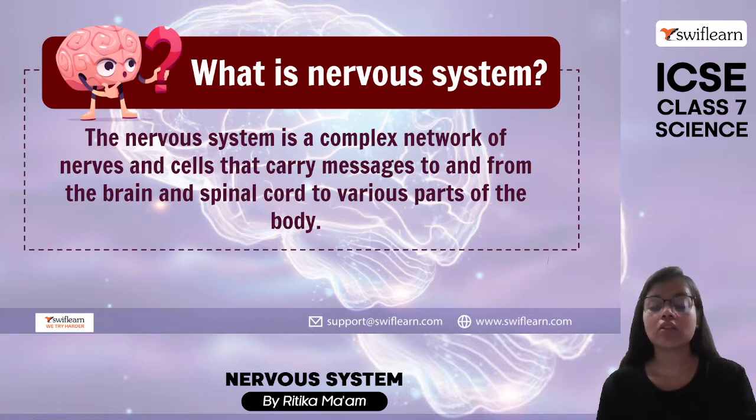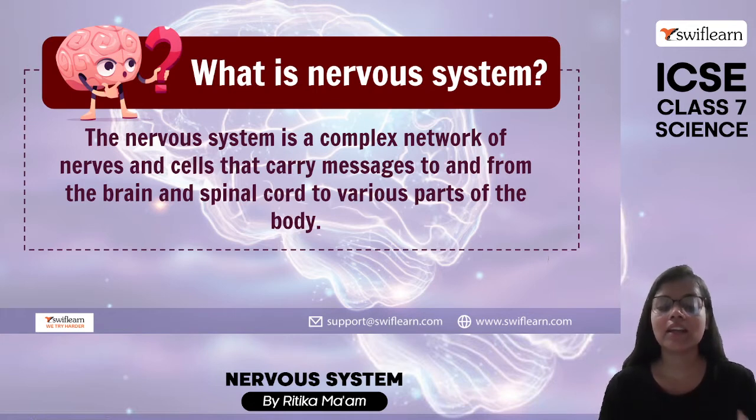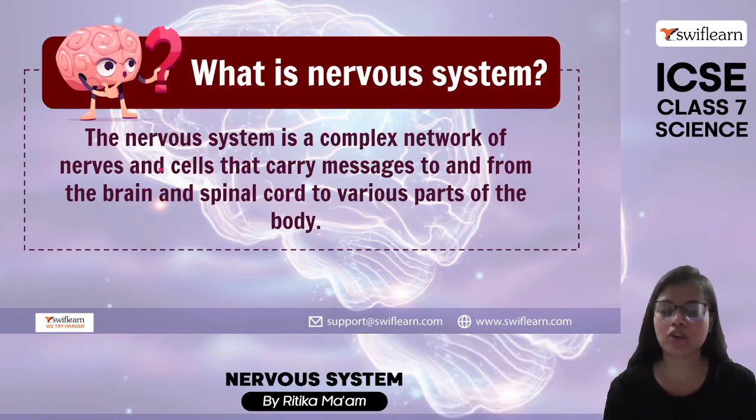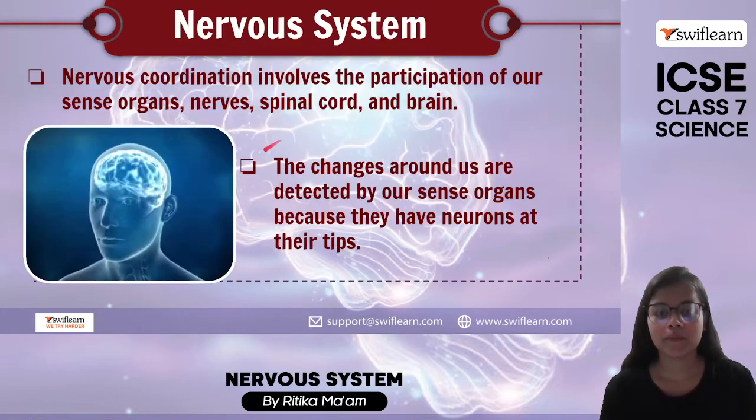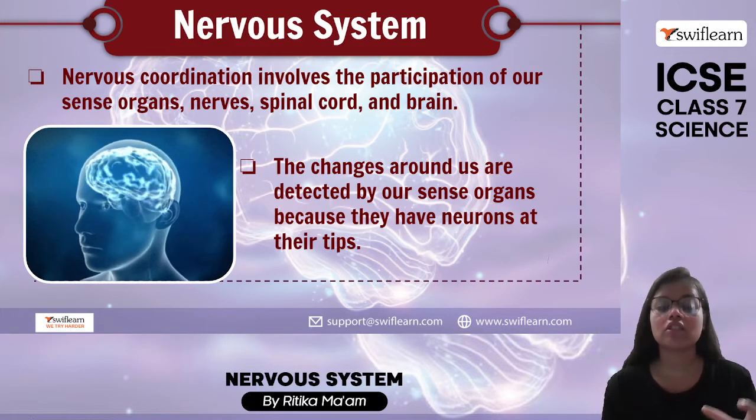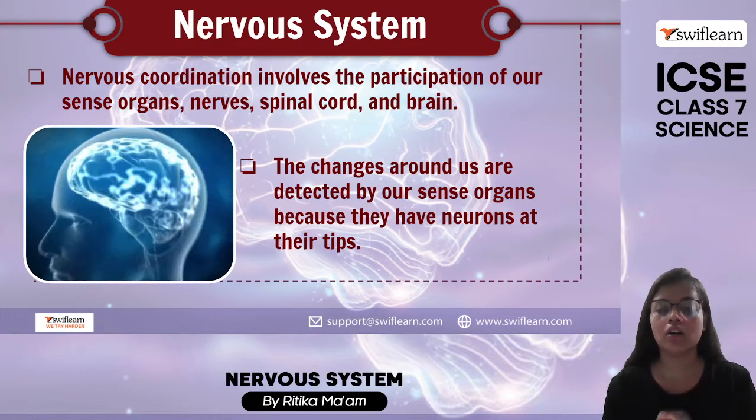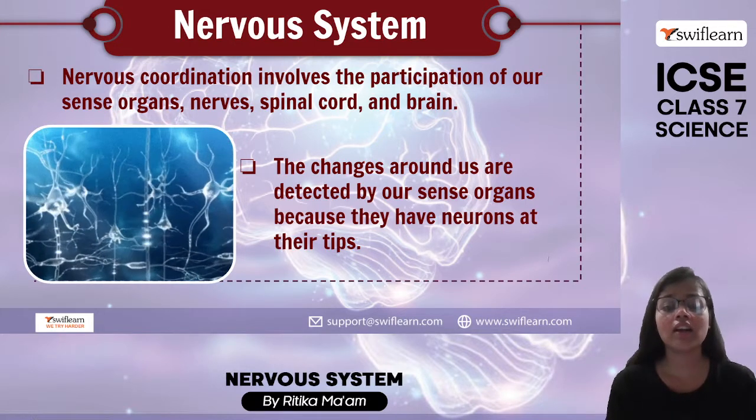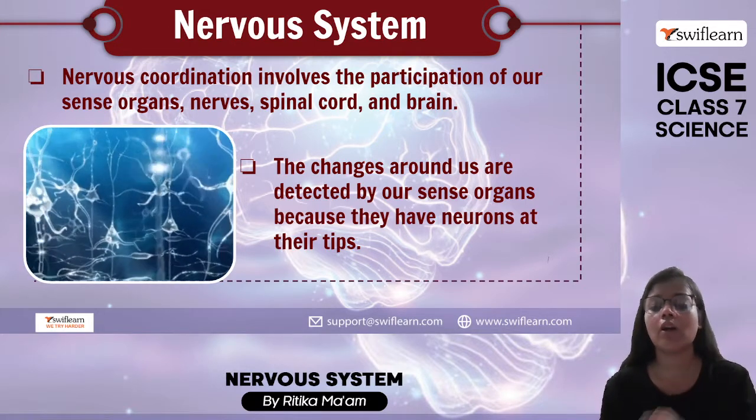Now talking about nervous system. So what's a nervous system? It is a complex network of various nerves and cells, and they carry the information to the brain and spinal cord, and from the brain and spinal cord to various parts of our body. The nervous system coordinates the participation of various sense organs, our nerves, our spinal cord, our brain.